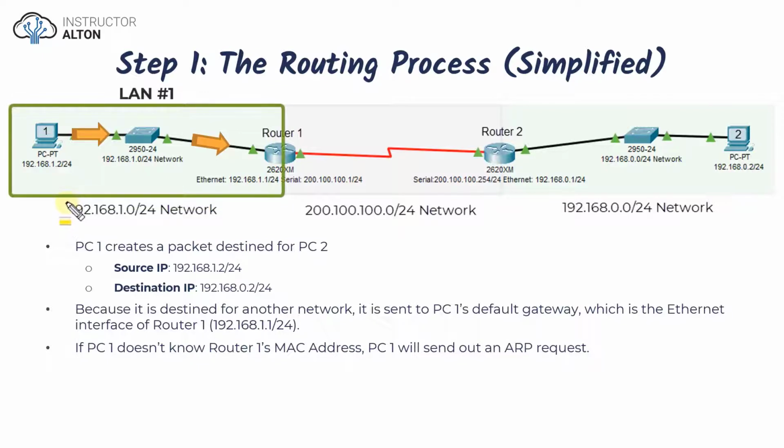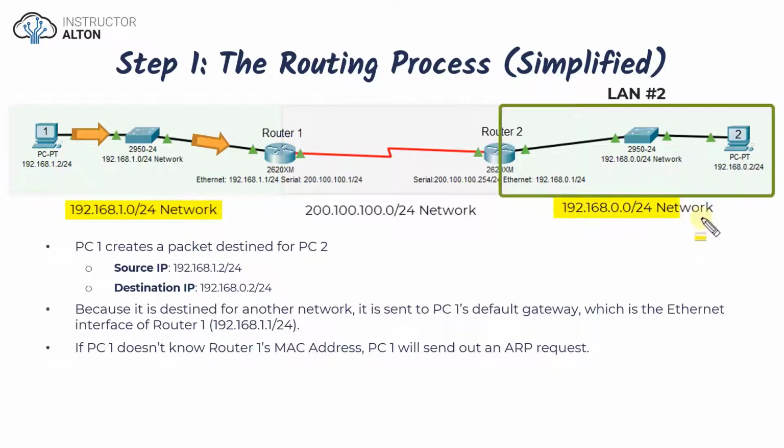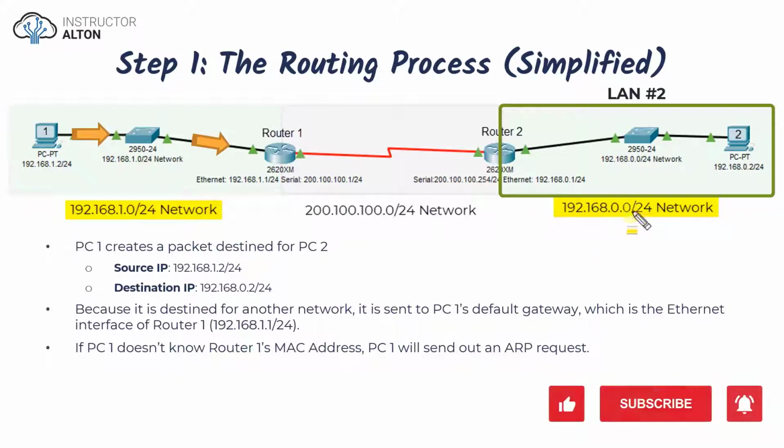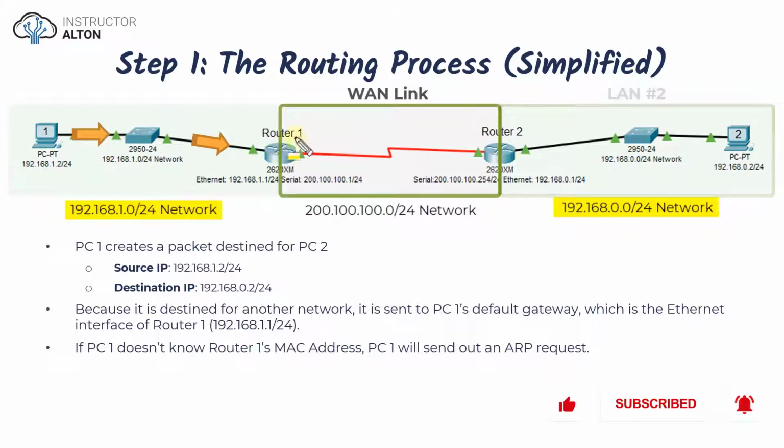What you're going to notice over here is we have a 192.168.1.0/24 network. This is a local area network which has one PC, one switch, and one router. And then over here, we have another local area network, which is a 192.168.0.0/24 network, again with one PC, one switch, and one router. And then in between, we have a connection from both of these routers connecting them together.